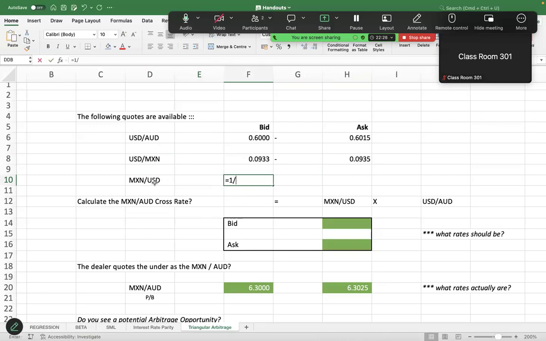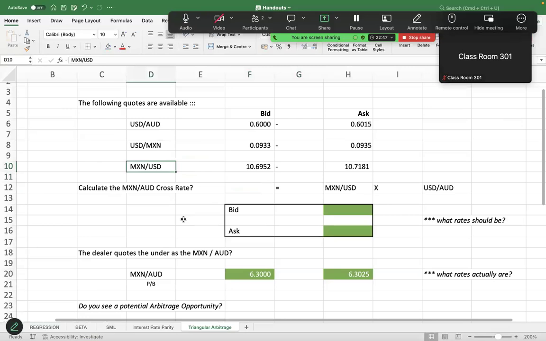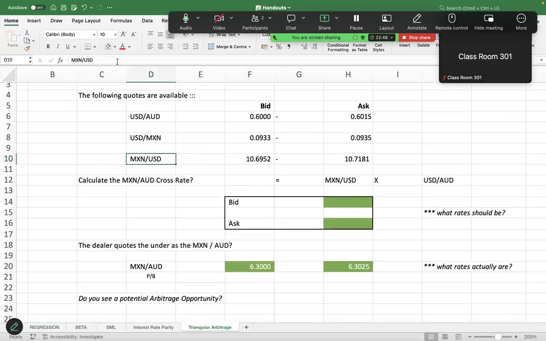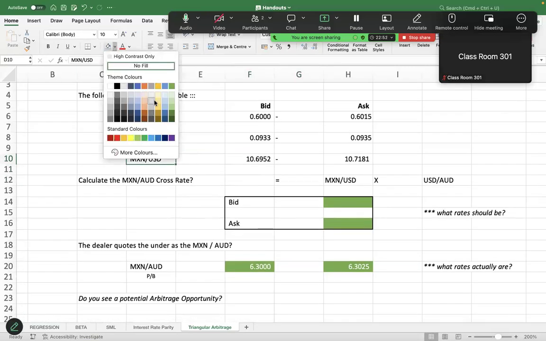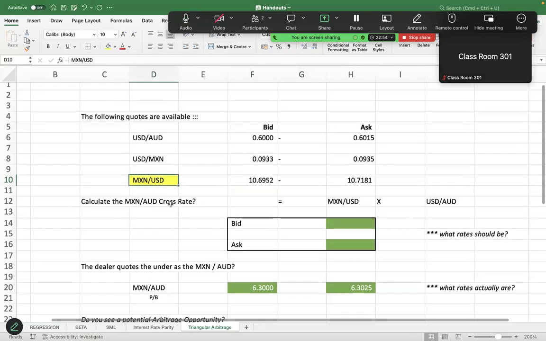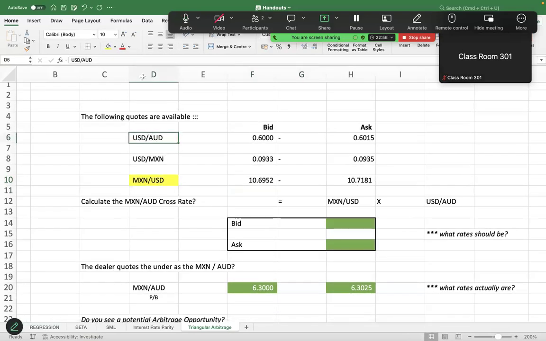So I'll just take 1 by ask, which will be the bid, and 1 by bid, which becomes your ask, because 1 by low is equal to high and 1 by high will be equal to low. ये वही rates हैं, but यहाँ पे MXN was the base currency, यहाँ पे dollar is the base currency. Now आप इन दोनों को ध्यान से देखिए. This is the MXN USD rate and this is the USD AUD rate.